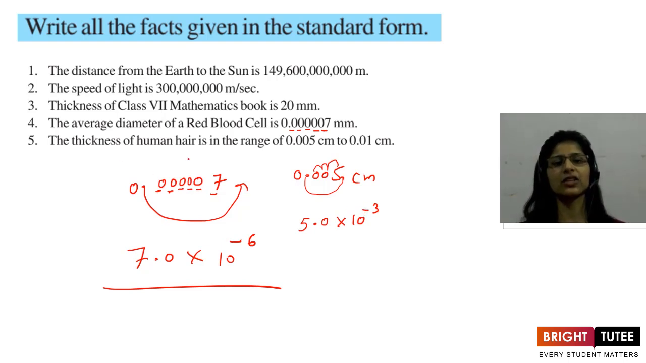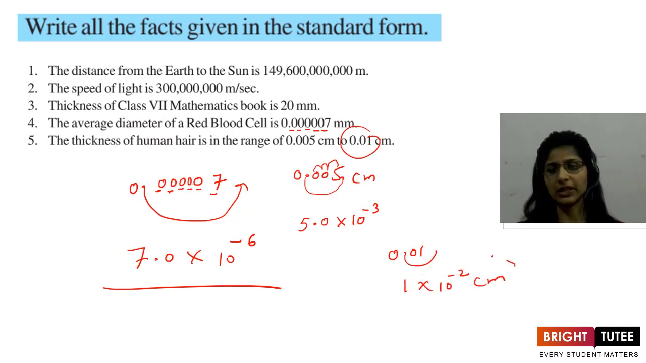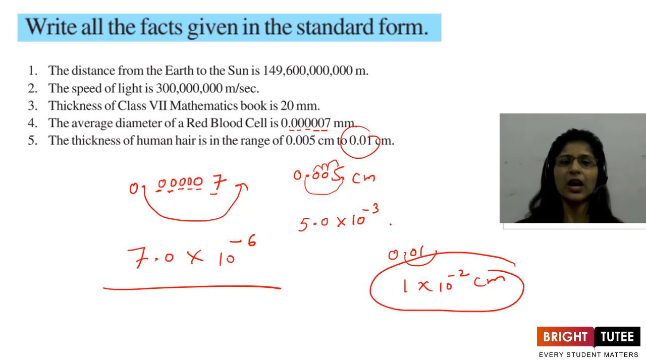So we can say the thickness of human hair is in the range 5 into 10 to the power minus 3 to 0.01. Shift this decimal here. That means 2 places. So 1 into 10 to the power minus 2 centimeter. Like this we can write. Okay. Or also we can express that in meters.